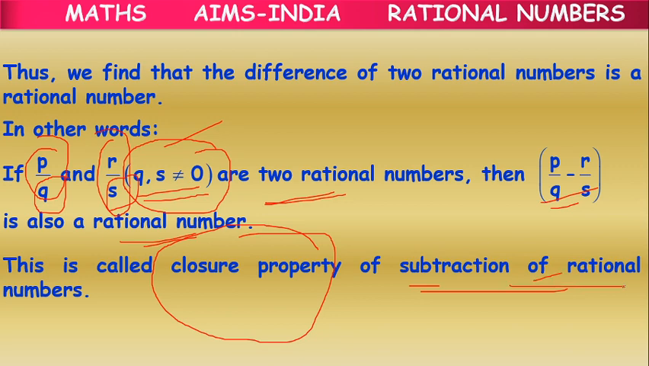So like addition, in subtraction also, two rational numbers will follow closure property. Okay, children. Next.